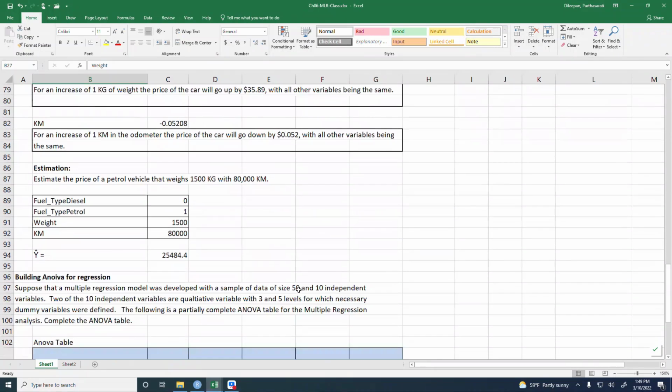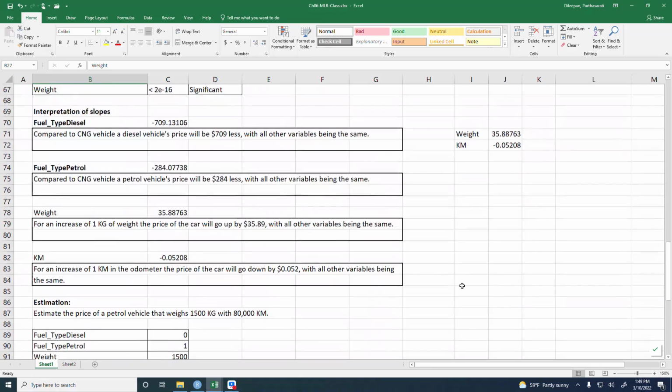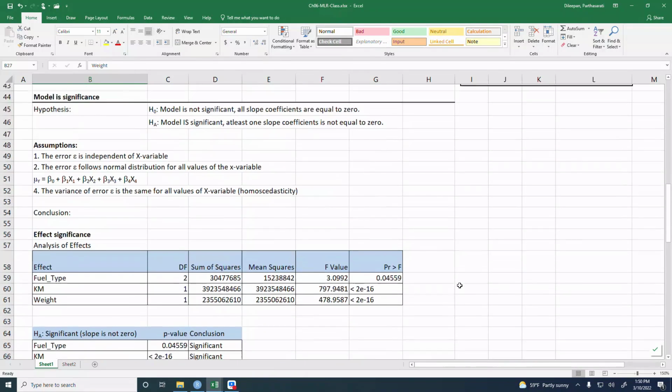Okay, so last time we left off with predicting y hat for a given observation. A petrol vehicle that weighs 300 kilograms has 80,000 kilometers in the environment. Okay, so that's what we start.